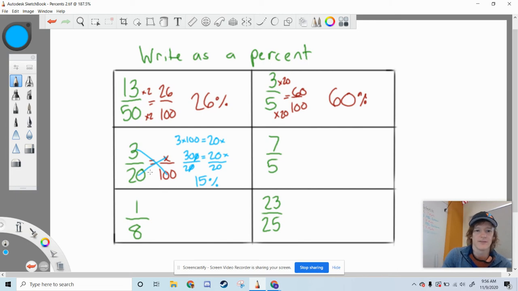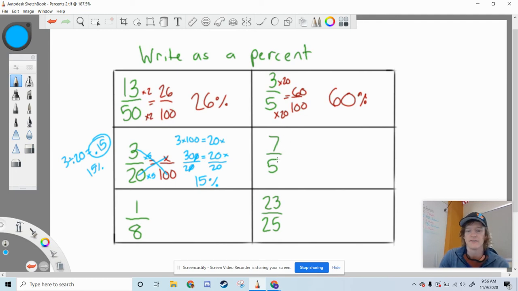And we could have also just done times 5, times 5. There's millions of ways we can do these. We could also just do 3 divided by 20, and that would give us 0.15. And remember, 0.15, if that's our decimal, well, we just have to multiply that by 100. That's going to be 15%.